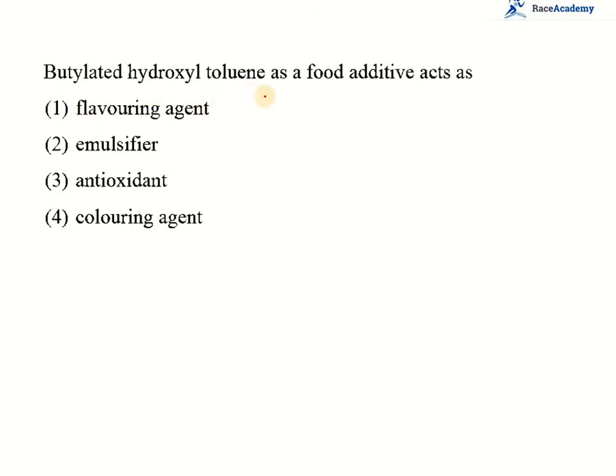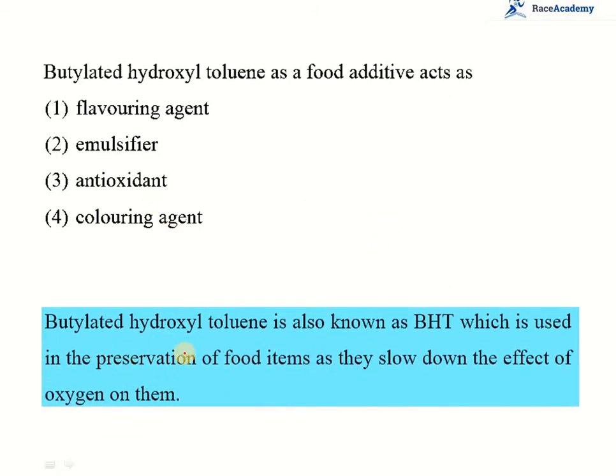Butylated hydroxy toluene, BHT, as a food additive acts as a preservative of food items and slows down the effect of oxygen on them. So we can easily call this one preservation of food items, as they slow down the effect of oxygen on them. Slowing down the effect of oxygen means oxidation can be reduced, means they will be antioxidants.